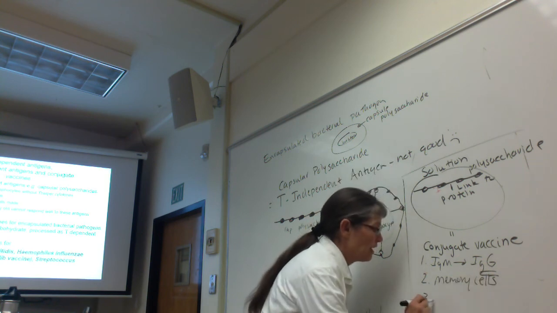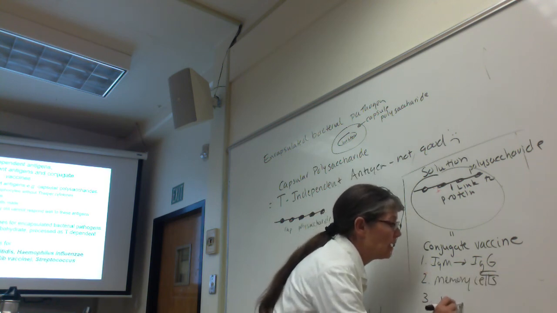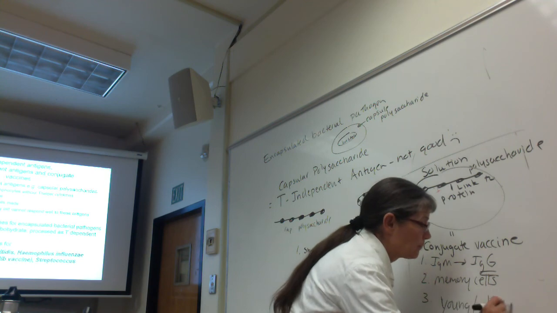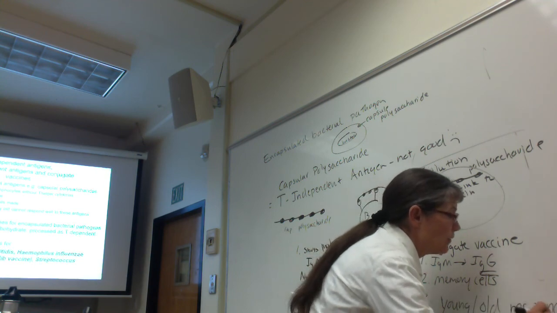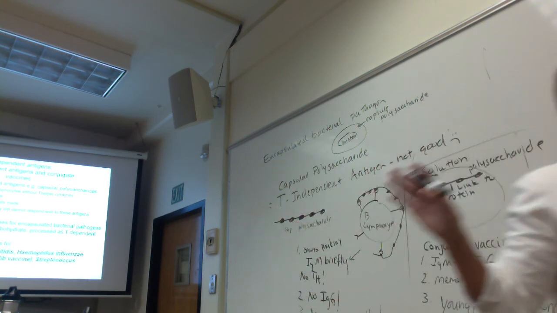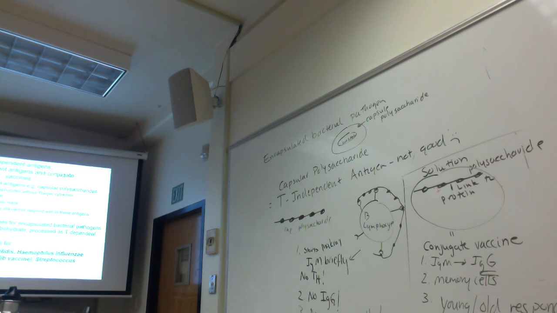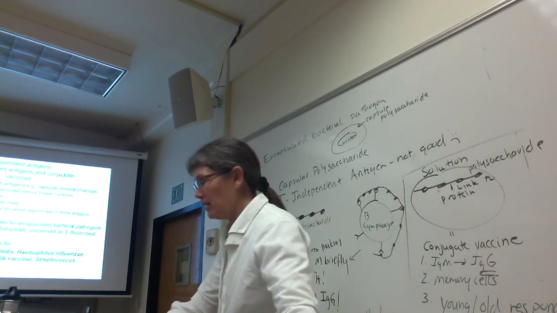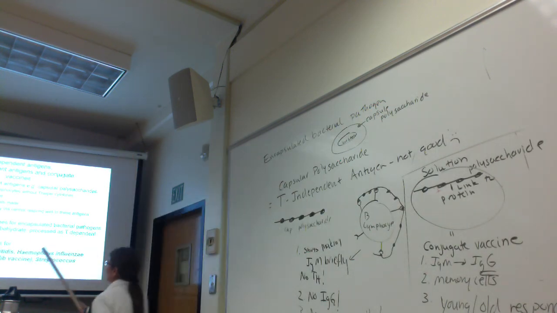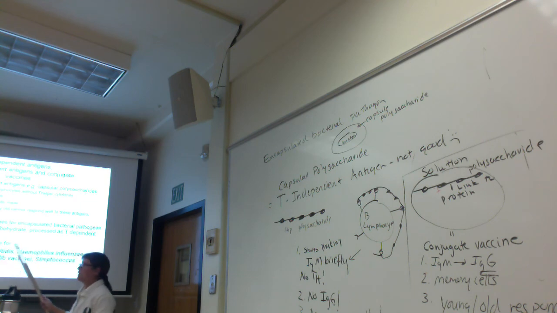And very importantly, you guys, the young and the old can respond. So, this is what I wanted to finish with at the end. In previous generations, a lot of people died. Young people died from bacterial meningitis. A lot of babies died from Haemophilus influenzae. A lot of old people and young people died from strep pneumonia.